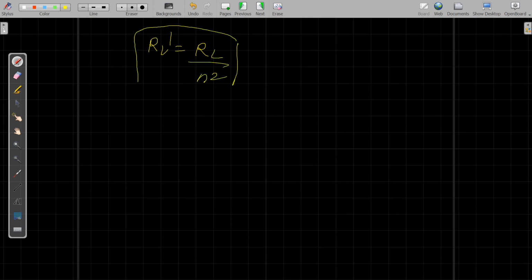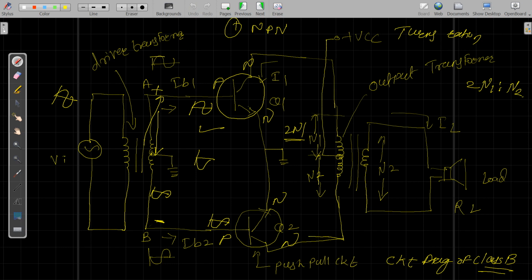If you remember, it is something like your transformer coupled class A power amplifier. Why? Because you can see here, you have made the center tap with VCC. This is N1, this is N1, right? So the number of turns ratio is 2 N1. But here what happens is, when the positive half is coming, only one transistor is operating, the other is not. So obviously the number of turns that come into the picture is your N1 only. So now it is something like this.